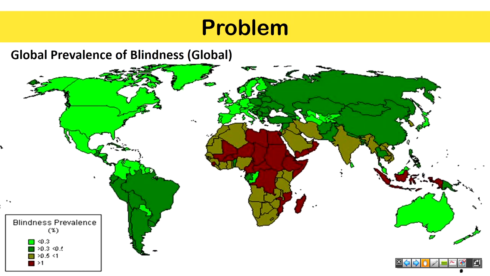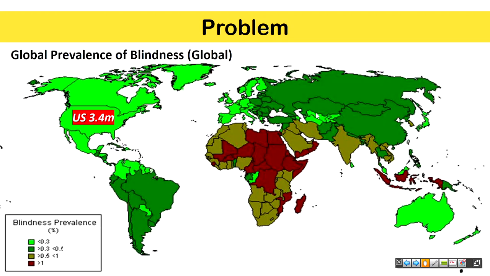This is the map of global prevalence of blindness, and the different colors represent different percentages. The lighter green means a smaller percentage, but the dark green, yellow, or red represents a higher percentage of the visually impaired population. You can see that most of the blind people live in the developing countries, and the public facilities in the developing countries are not as well established as they are in the developed countries, such as in the US. So this makes their life even harder.